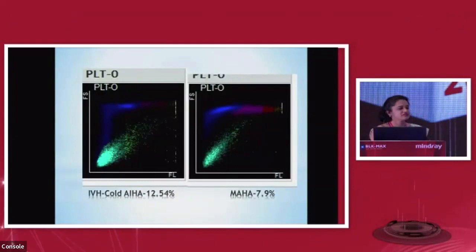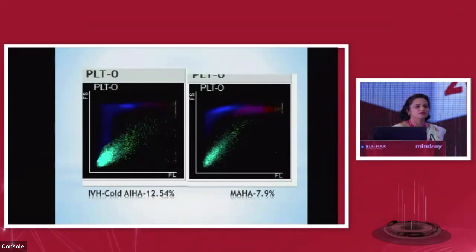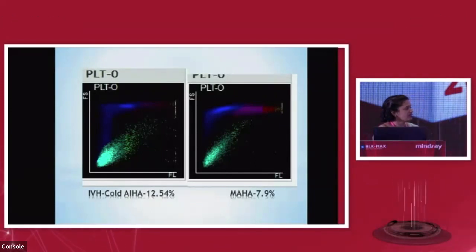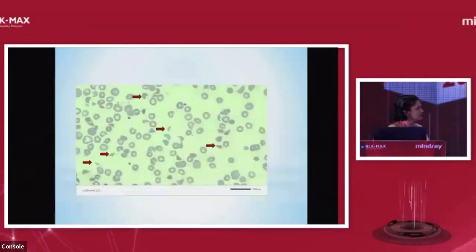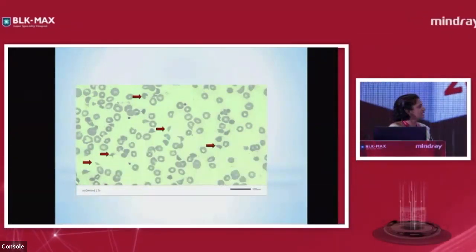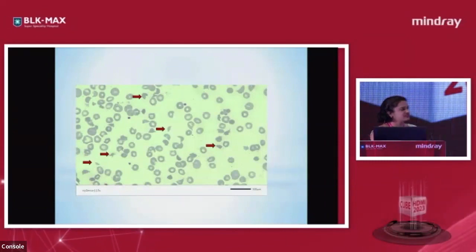Then we have the cases of intravascular hemolysis. The first case is of a cold autoimmune hemolytic anemia with fragments, FRC of 12.5%. Then we have MAHA, microangiopathic hemolytic anemia, with FRC of 7.9%. And looking under the microscope, these are classic helmet cells and keratocytes, which are triangular shaped broken RBCs or schistocytes.